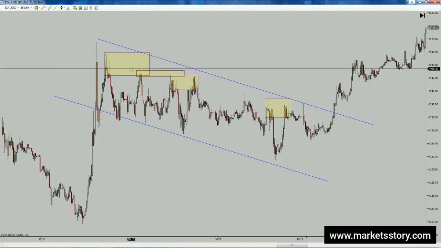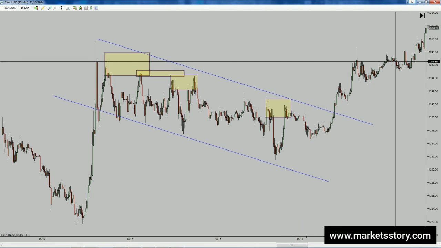and supply is gradually being absorbed until all the sellers have gone, and then price is able to break up. And that is why a bear or a bull flag works.